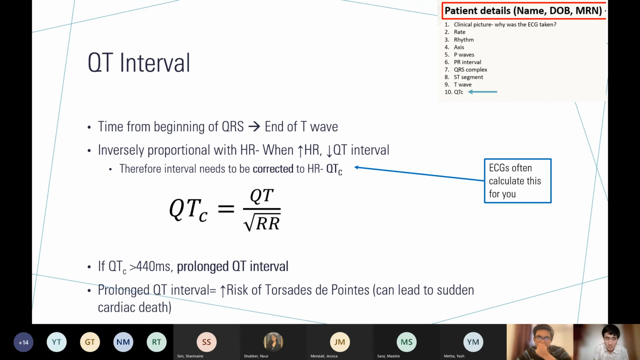If it's more than 440 milliseconds for men, it's prolonged QT. More than 460 for women, it's prolonged QT. What do we worry about with prolonged QT intervals? Let's have a look at answers. Torsades, very good. Torsades de pointes, which is a very irregular rhythm that can lead to ventricular arrhythmias and sudden cardiac death. So we worry about this in people with long QT syndrome when we start them on certain drugs. Clarithromycin being a really important one from fourth year to know, though there are more.